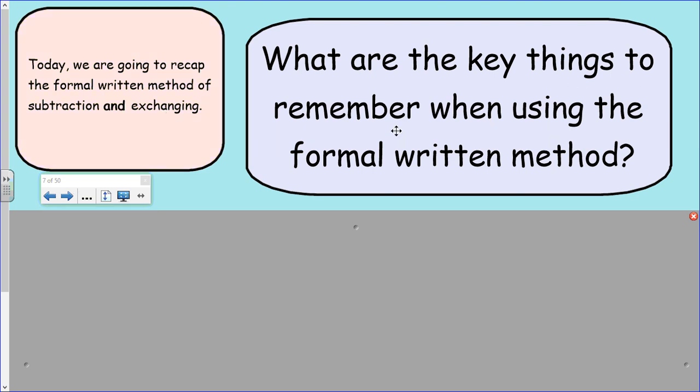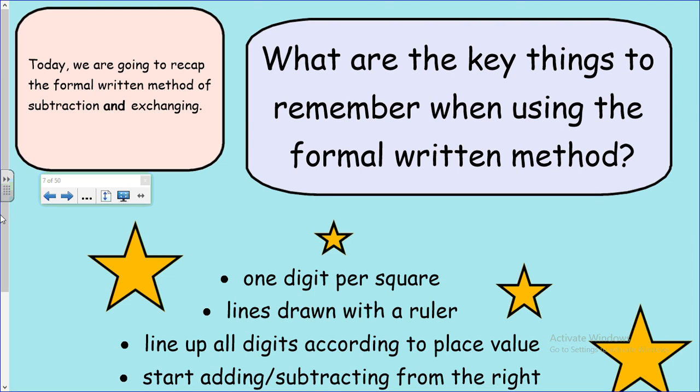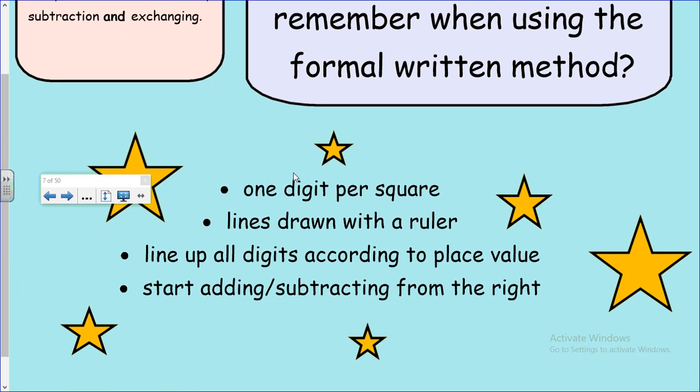So what are the key things to remember when using the formal written method? Feel free to press pause here and press play when you've got some ideas. So I can tell you that the key things we need to remember are to do 1 digit per square in our books, because it just makes it so much neater, it makes it so much easier for you to read. Your lines need to be drawn with a ruler for the same sort of reason, that it looks neater, easier to read, easier to follow.